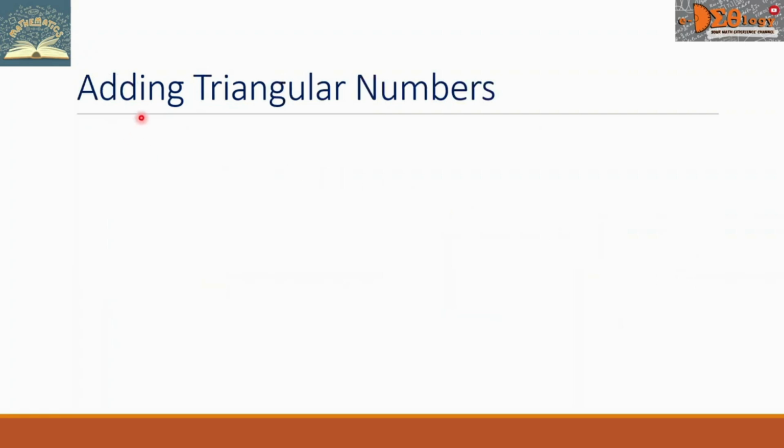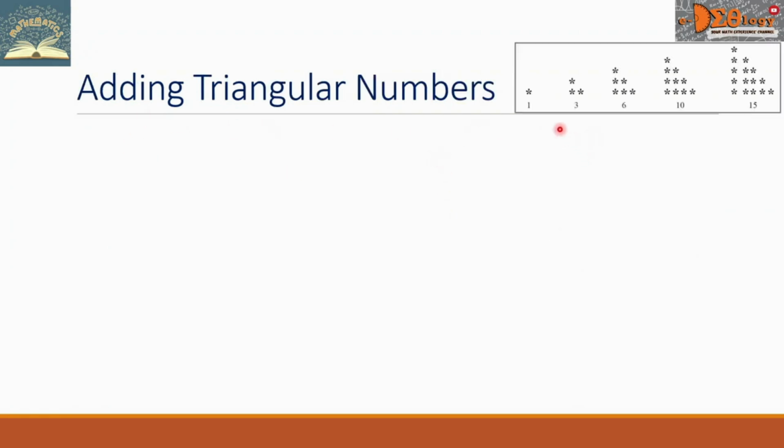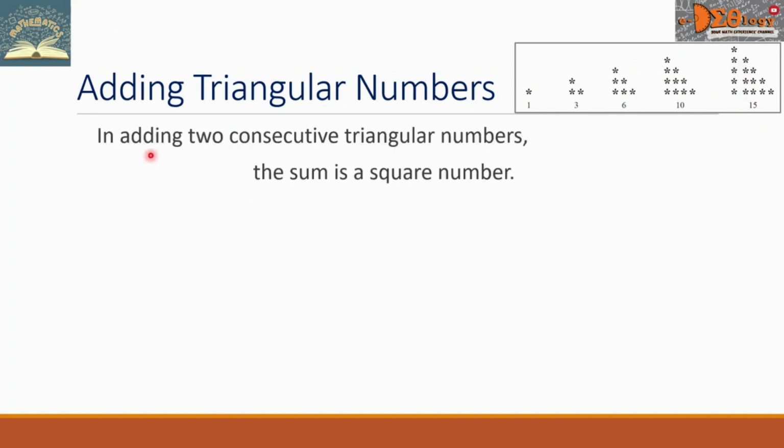Now we do adding triangular numbers. Let us remember some examples of triangular numbers, and this is the principle in adding triangular numbers. In adding 2 consecutive triangular numbers, the sum is a square number. Let us see some examples.